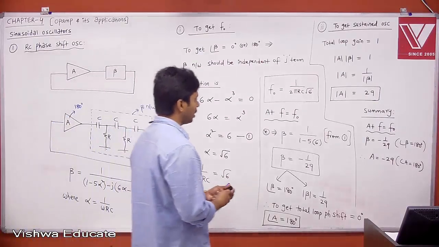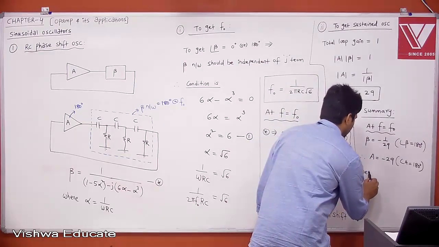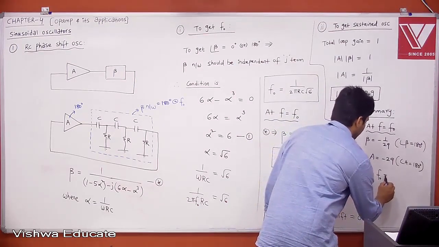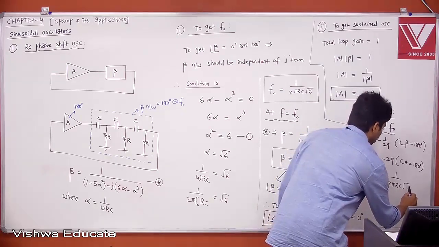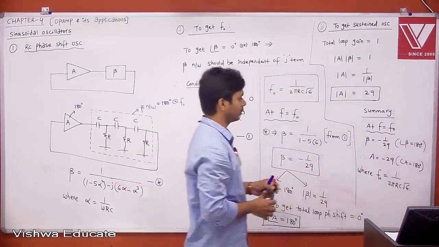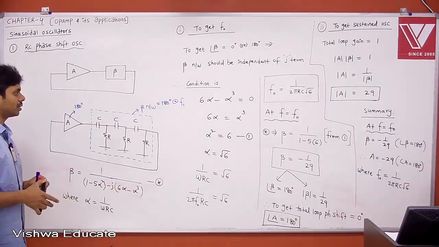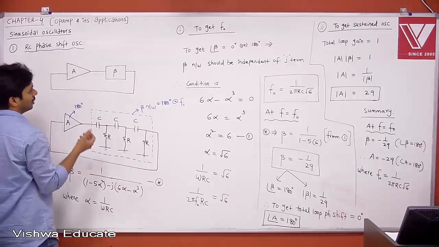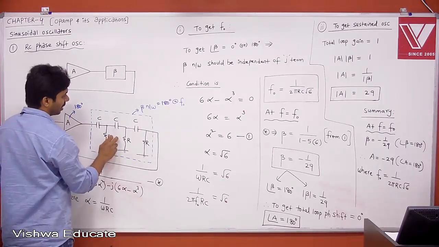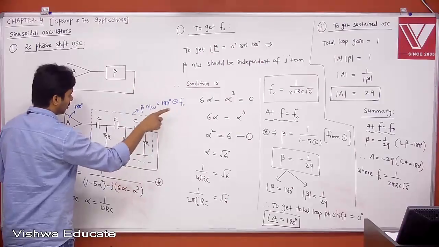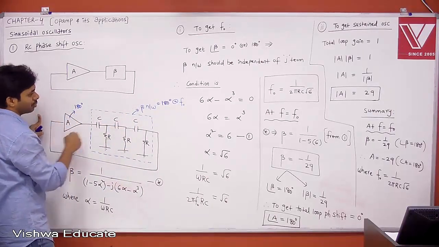Where F0 is nothing but 1 by 2 pi RC root 6. That is the summary. F0 is equal to 1 by 2 pi RC root 6. Hope everybody understood. Therefore, out of these two, which is giving you the resonant frequency? The beta network is giving the resonant frequency. At that frequency, it should give 180 degrees. At that frequency, the gain of your open loop amplifier should be 29.